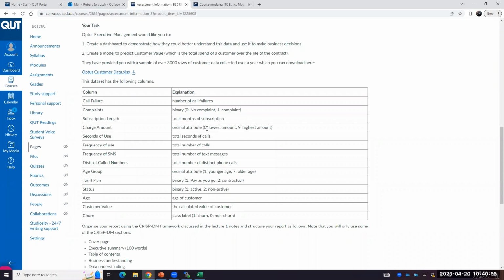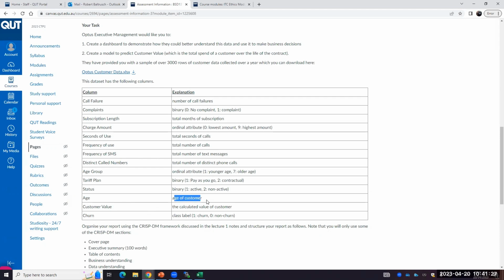Seconds of use, so pretty self-explanatory, is the total seconds of calls. Total number of calls is frequency of use. Total number of text messages is frequency of SMS. Distinct call numbers is the total number of distinct phone calls. Age group, the age of the customer, where 1 represents a younger age and 7 represents an older age. Tariff plan, 1 means pay as you go, 2 is contractual. Status, 1 is active, 2 is non-active.